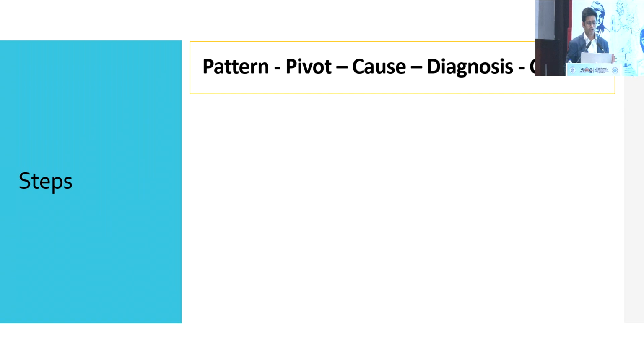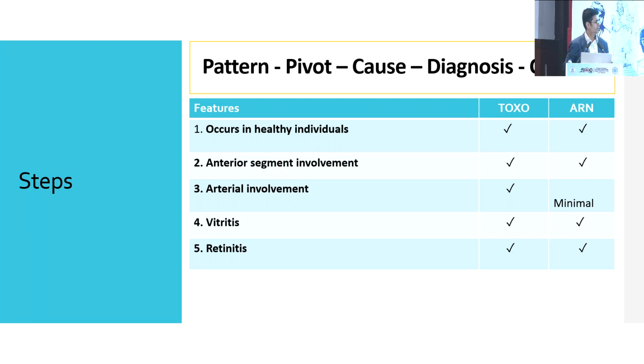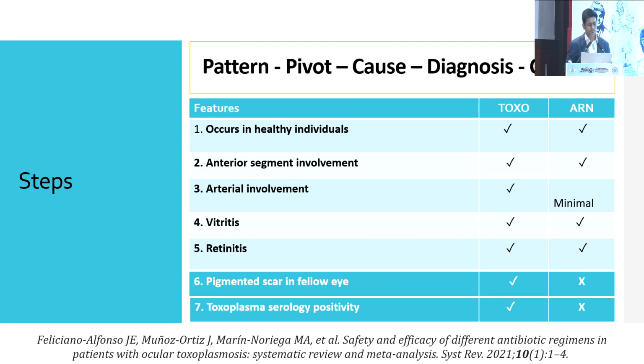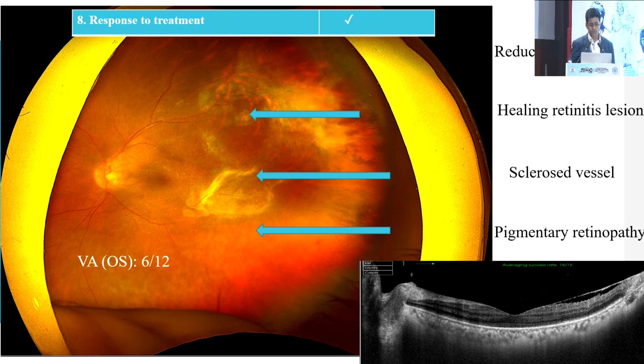Putting the pattern, pivot, cause, diagnosis and confirm, the art of diagnosis, into the picture, we had two basic differentials. One was toxo and the other ARN. All these findings were quite similar in both of them, until we saw the other eye, in which there was a pigmented scar, which pointed more towards toxo. When we went ahead with serology, it was positive, and then we treated this patient, and the patient showed a good response and improvement.